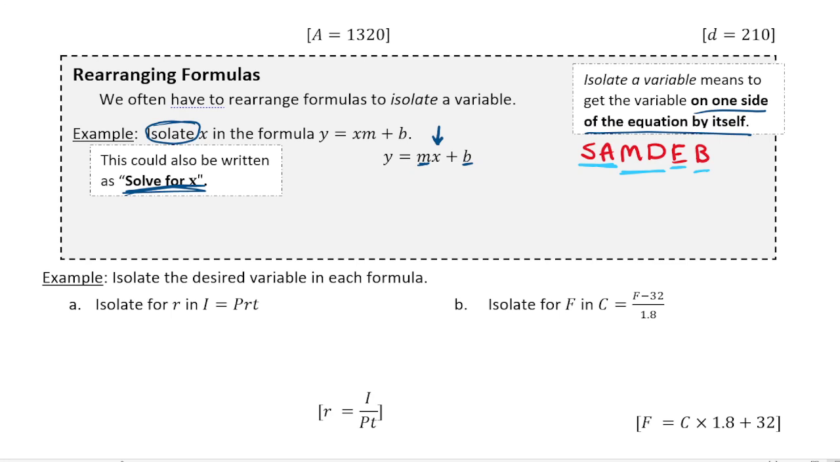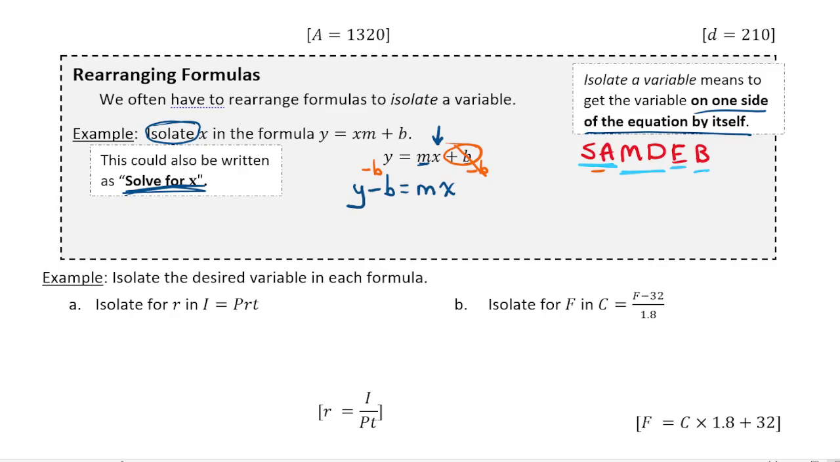So I have m multiplying by x, and b adding to x. I look at my SAMDEB, I do adding, subtracting first. So I'm going to get rid of this plus b first. I do a minus b, and a minus b and a plus b add to 0, so it's gone. And whatever I do to one side, I do to the other. So now on this side, I have y minus b, and on the other side, I have mx, and that's all, because the plus b is now gone.